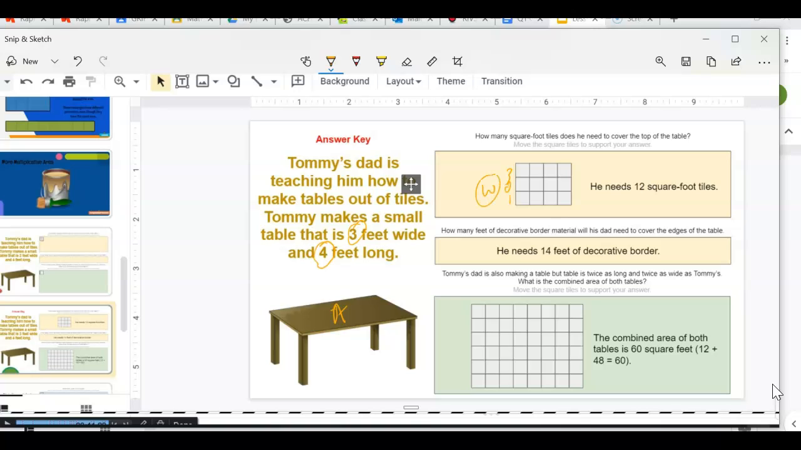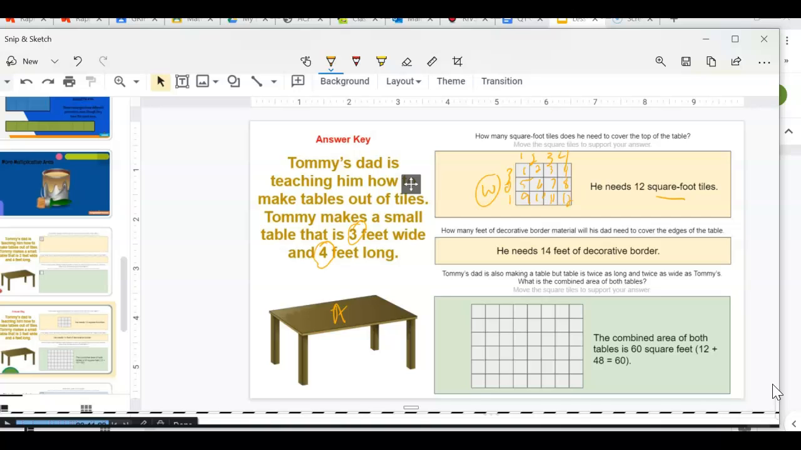That's our width on this side, and our length again is going to be the 4. 1, 2, 3, 4. Okay, and so we're going to need that for our perimeter down here. So for our area, we are going to count 1, 2, 3, 4, 5, 6, 7, 8, 9, 10, 11, 12 square foot tiles right here. So that's 12 square foot tiles in there.